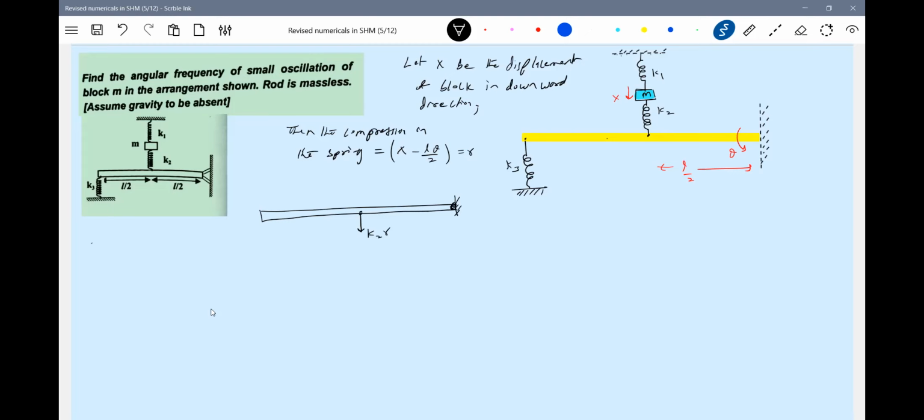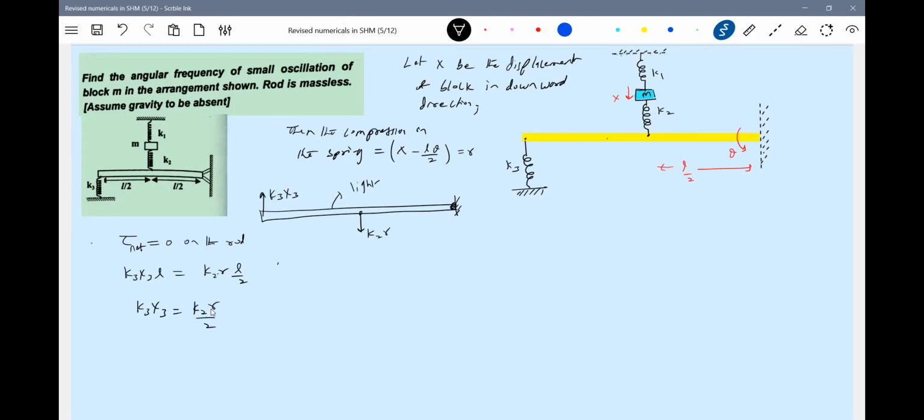K3, this one. So here, what is the tendency? The other spring force, this will be. And the rod is light. So therefore, what should be the net torque on the rod? It should be 0. I think now we can write: K3 X3 into L is equal to K2R into L by 2. So K3 X3 is equal to K2R by 2.